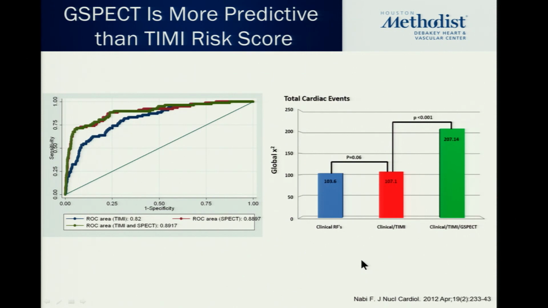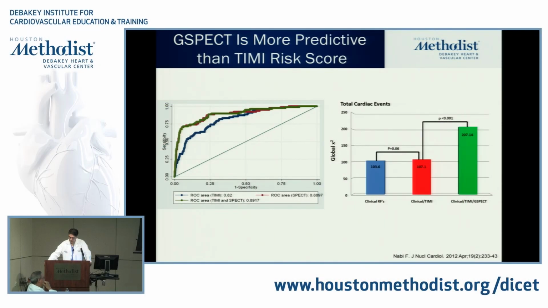Just for the sake of time, I'll skip over a few slides because I tend to have more slides than I need. This was just showing you that the SPECT data was additive beyond the clinical risk factors and beyond the TIMI risk score. So imaging helped you risk stratify patients or determine events beyond all your regular clinical risk factors.